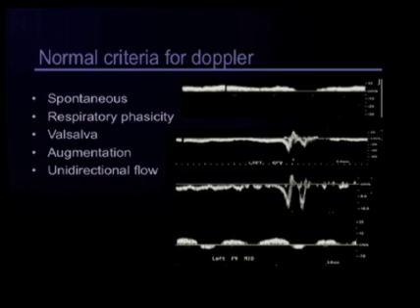Augmentation can be performed by distal compression. With augmentation, an abrupt increase in Doppler frequency shift can be seen after manual compression of the extremity distal to the site of ultrasound examination. An absence of response would indicate a substantial obstruction distal to the site of Doppler examination. Delayed or weak augmentation may indicate distal obstruction that is incomplete or circumvented by collateral vessels.